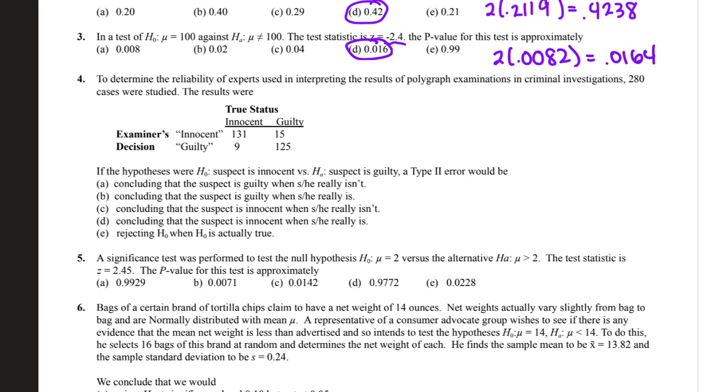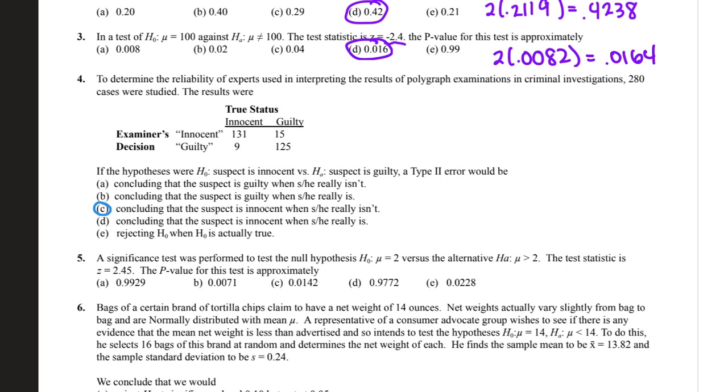So in that case, we decided that the subject is innocent, however, they were guilty. So a type 2 error is basically concluding the null when the alternative is true. So concluding that they're innocent when they really aren't. So in that case, it's going to be C.